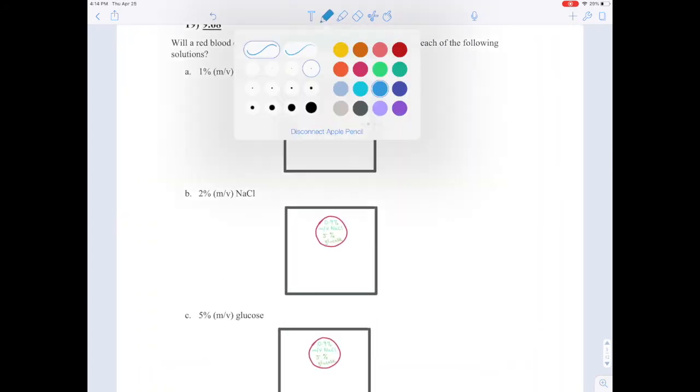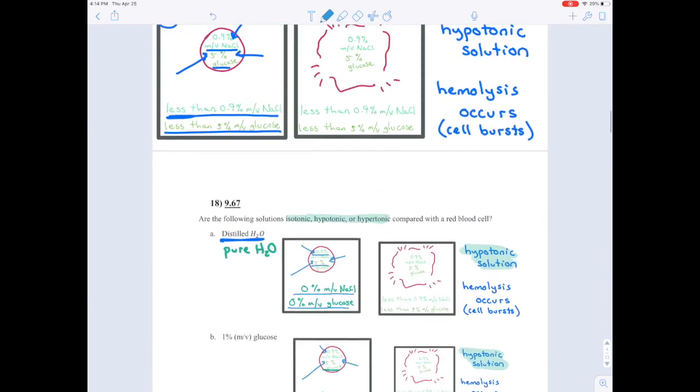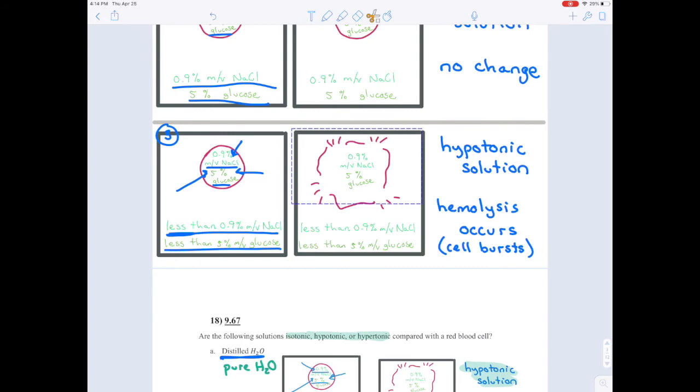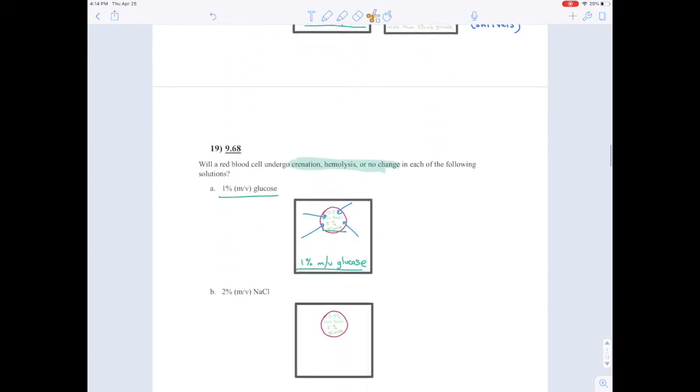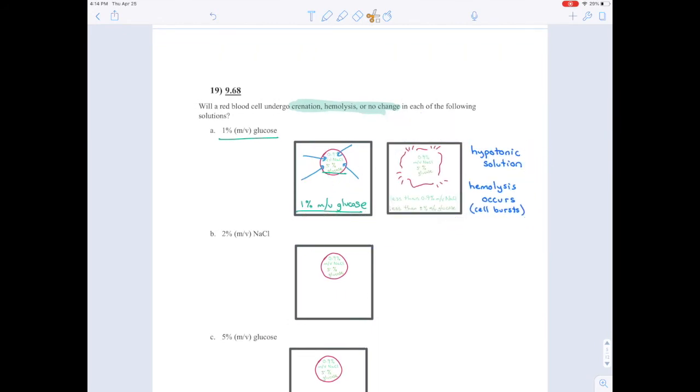If you have 1% glucose in the solution, 1% mass volume, we're going to compare that 1% outside the cell with the 5% inside. So which is more? 5%. So the water follows the solute, goes where there's more. It rushes into the cell, swells up and bursts. That was our third case here, where you had a hypotonic solution that caused hemolysis. So as the water rushes into the cell, it bursts open, and you get hemolysis.